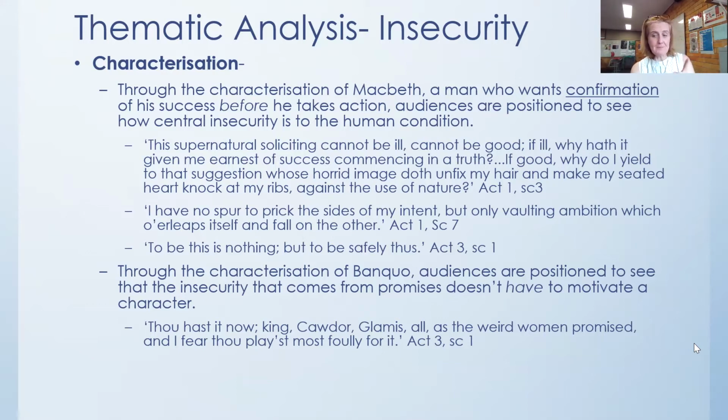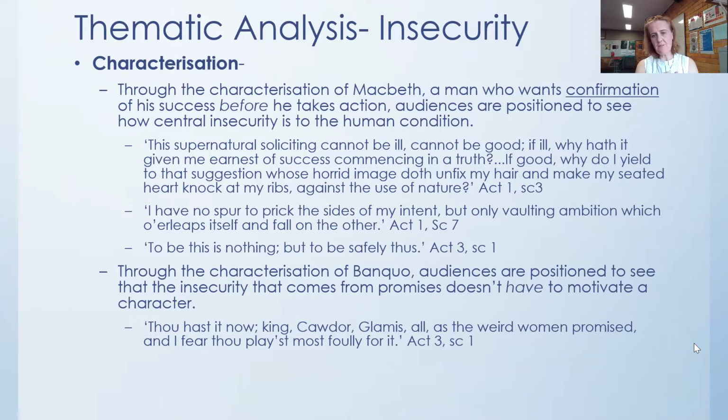So if Macbeth is central to the characterization of insecurity, then I should be able to find quotes, not necessarily quotes that I would use the whole quote of in an exam, but quotes that I know I could go and underline in my script and write a little note to myself.